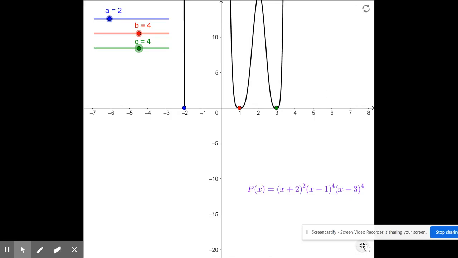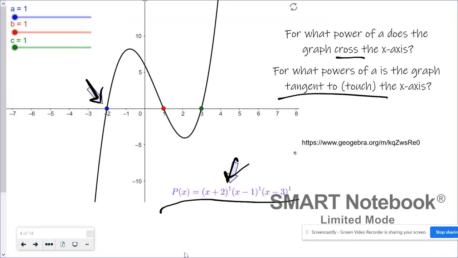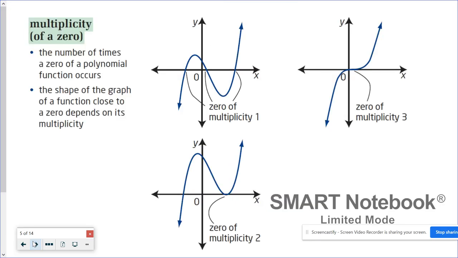This is referred to as multiplicity. Multiplicity of a zero refers to the number of times a zero of a polynomial function occurs, and what's happening on the x-axis at that zero changes. So here we have a zero of multiplicity 1, in all 3 spots, and notice it's crossing. Right here is a zero of multiplicity 3. It's also crossing. It's a little bit flatter the way it crosses, but it's still crossing. Here, we have a multiplicity of 2, and it's touching.